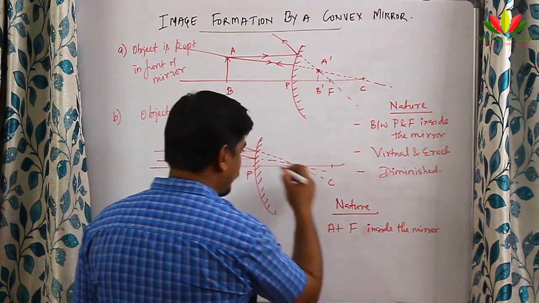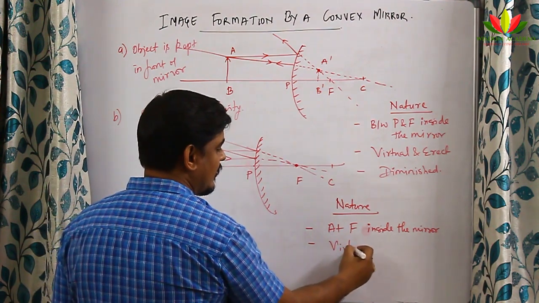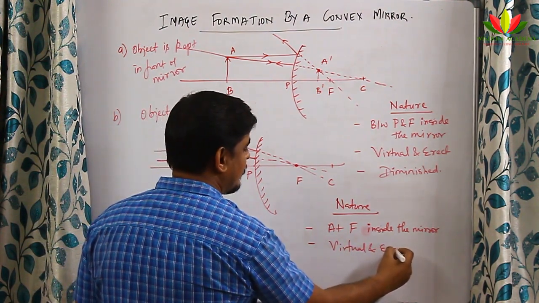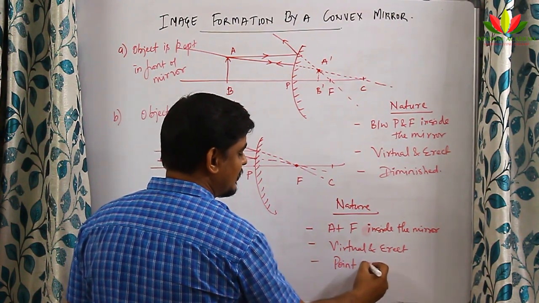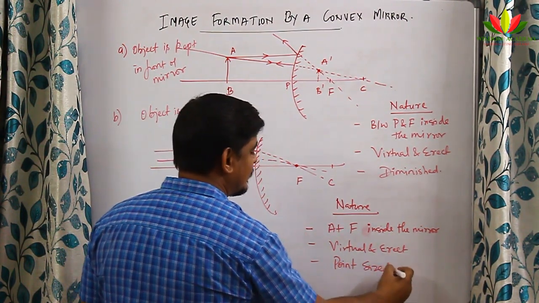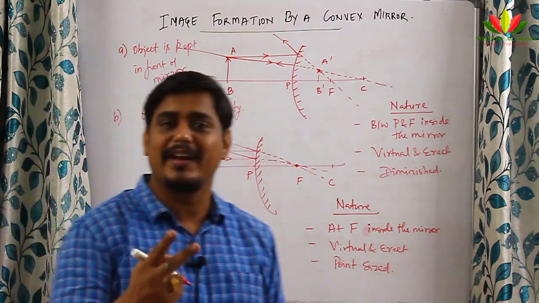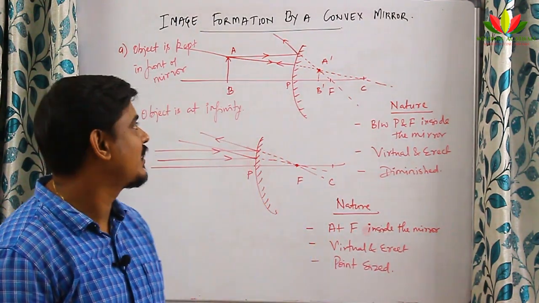Definitely it is virtual and erect, and it is point sized, it is highly diminished. So, we will say it as point sized. So, there are only two cases of ray diagrams possible in the case of a convex mirror.